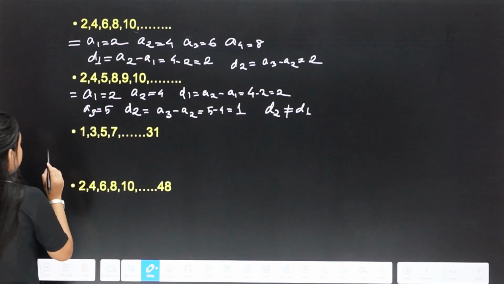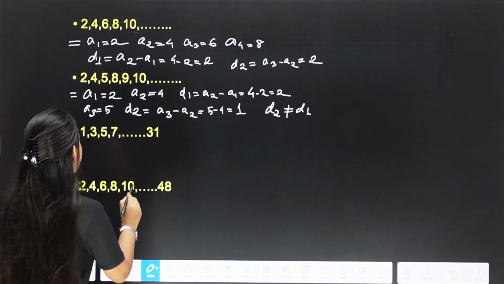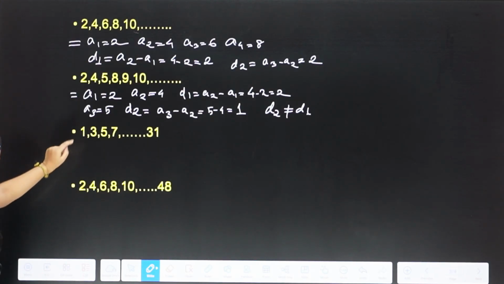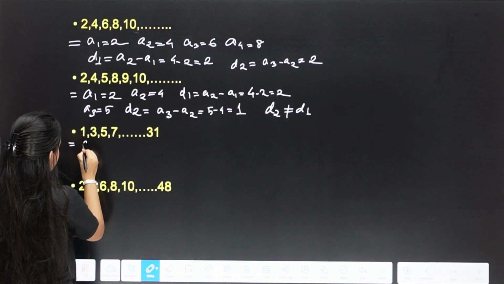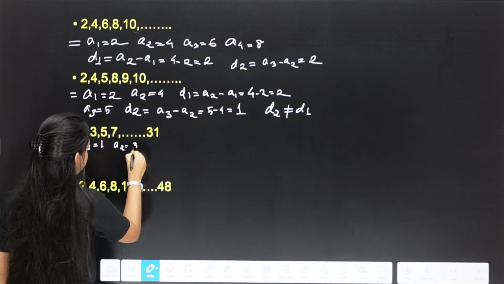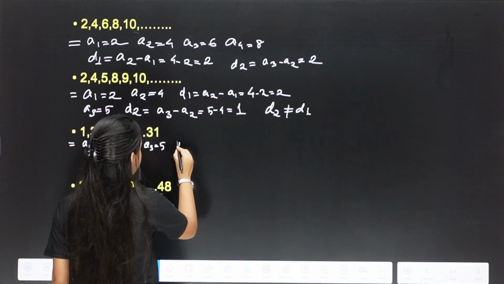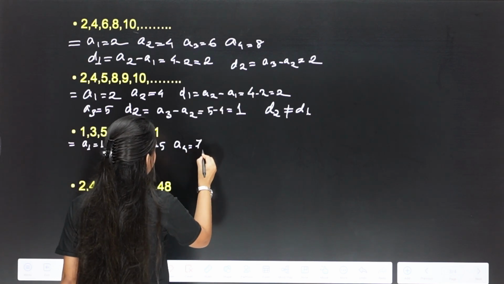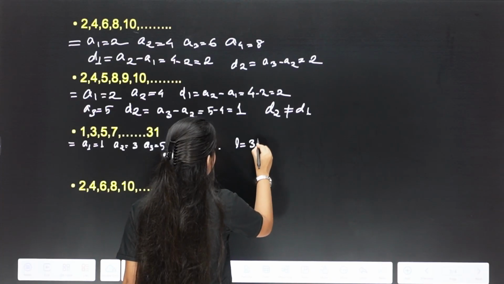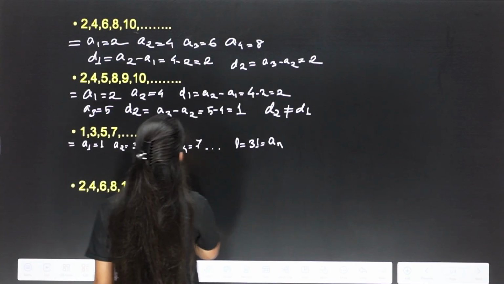Our third example is 1, 3, 5, 7, and so on up to 31. Can you tell me what is the first term? Our first term is 1, that is A1 is equal to 1, A2 is equal to 3, A3 is equal to 5, A4 is equal to 7, and our last term L is 31. Let An be equal to 31.